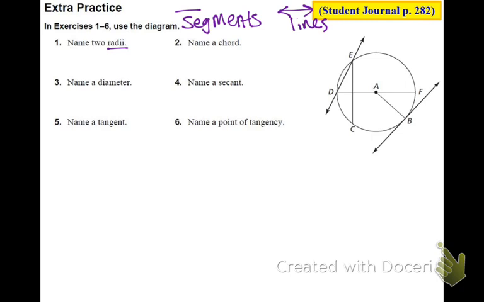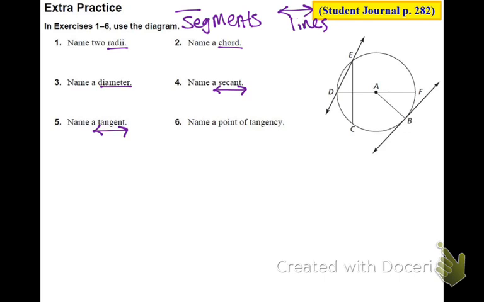A chord. A chord is a radius. No, it's a segment. I'm tripping. It's okay. We're just going to forget. A diameter is a segment. A secant. Line. So when we name it, we're going to have arrows. Tangent is a line as well. Point of tangency. Neither. It's a point.